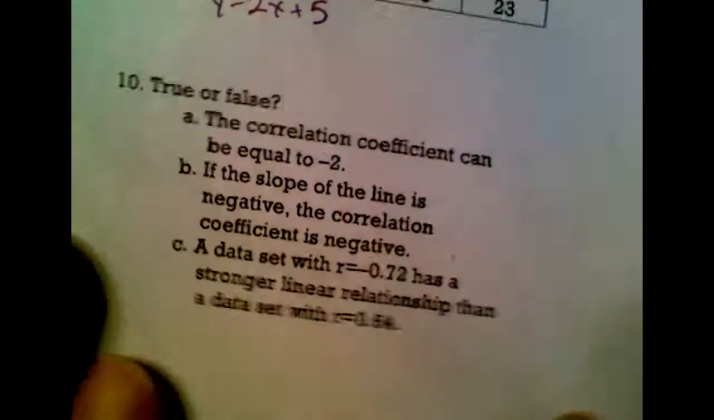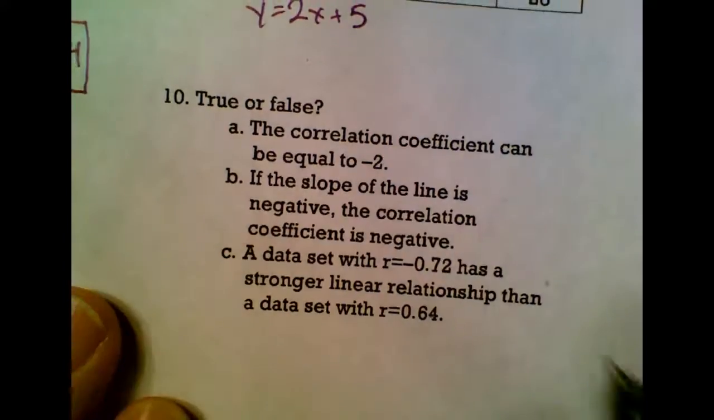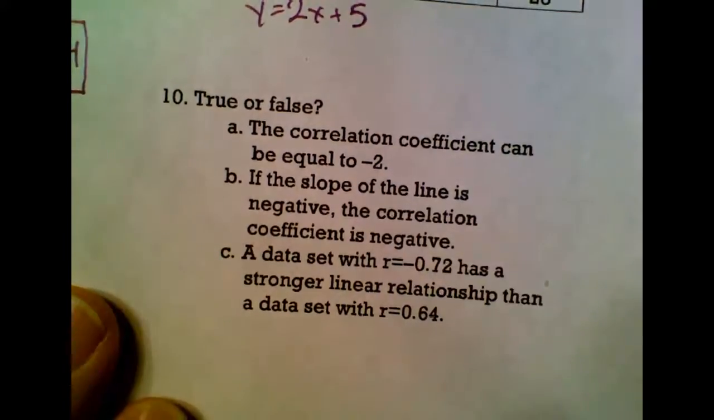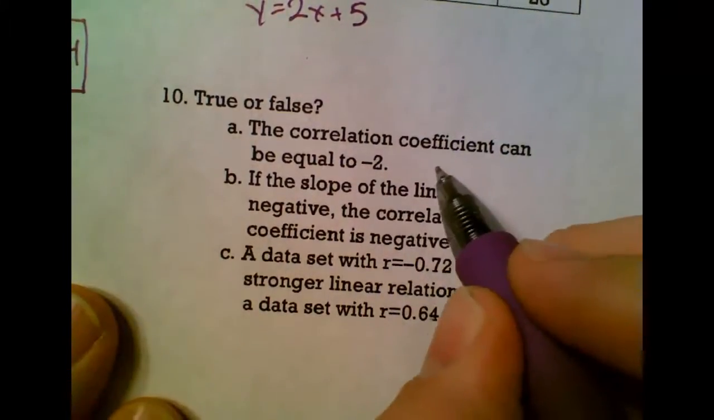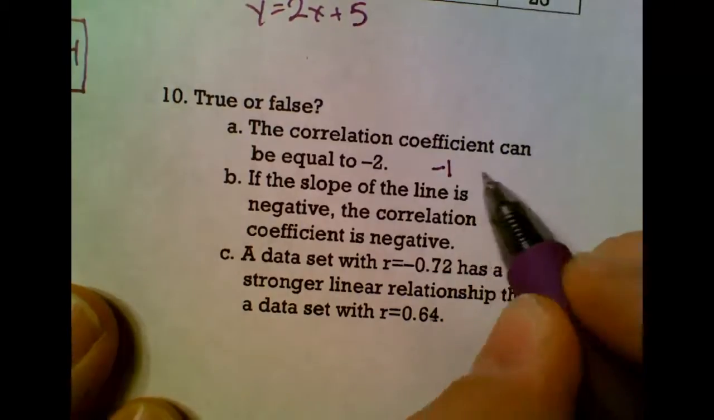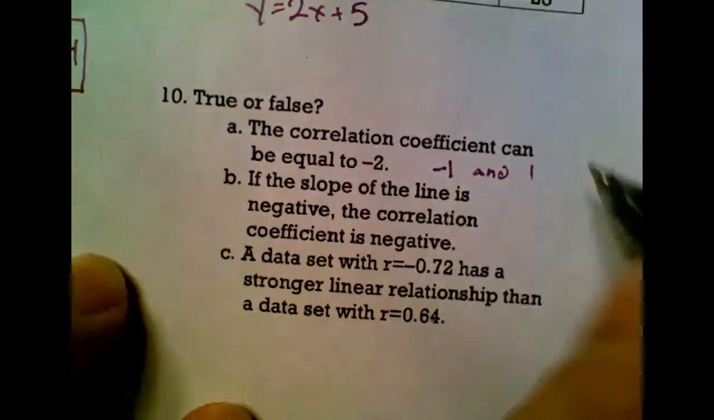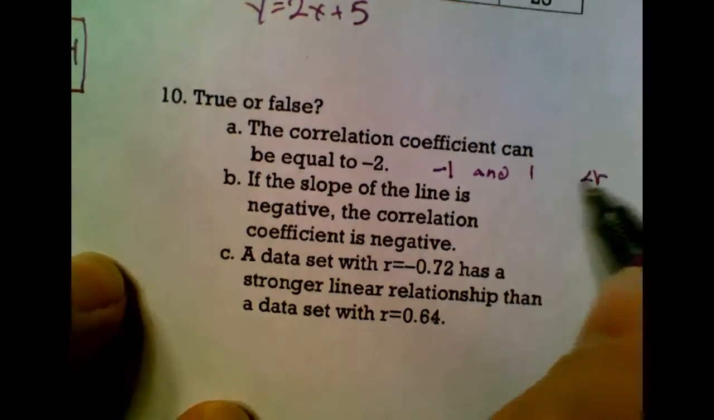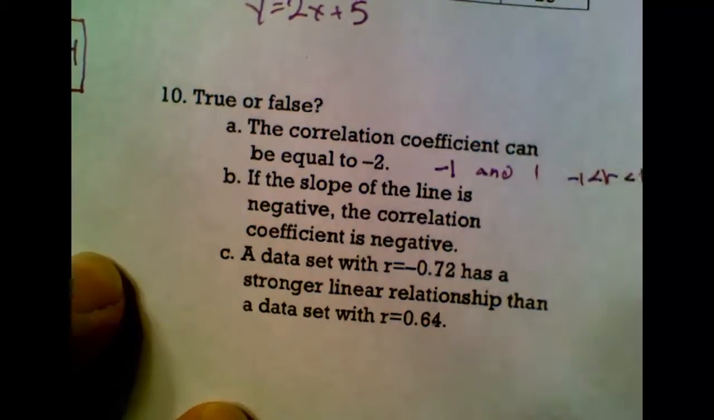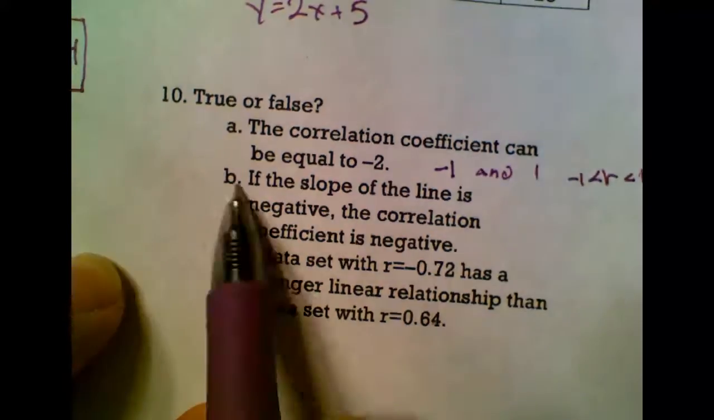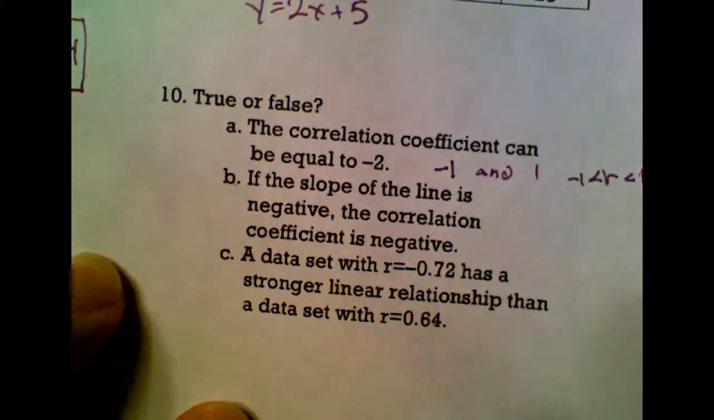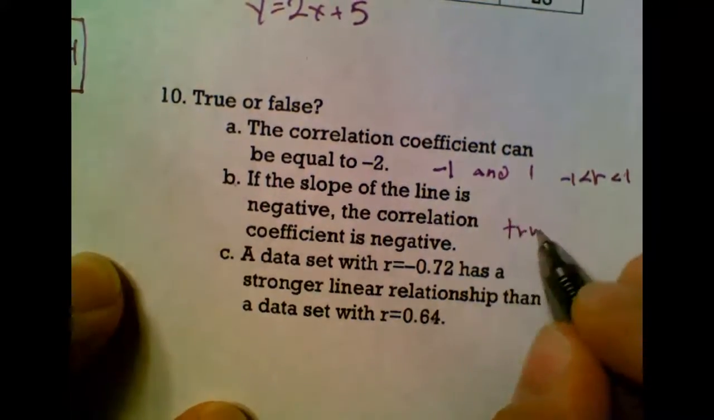true or false. The correlation coefficient can be -2. Oh, that's not true, because we know the correlation coefficient is only between -1 and 1. That's what the correlation coefficient is. And if you guys remember, correlation coefficients, R has to be greater than -1 and less than 1. If the slope of the line is negative, this is part B, the correlation coefficient is negative. That is true.